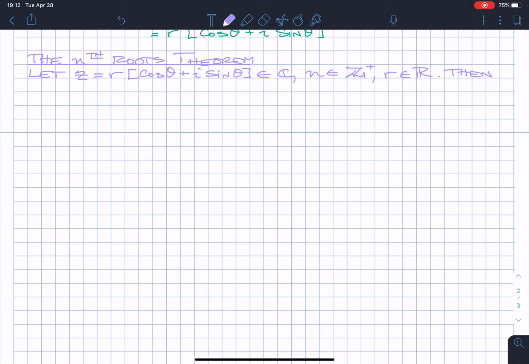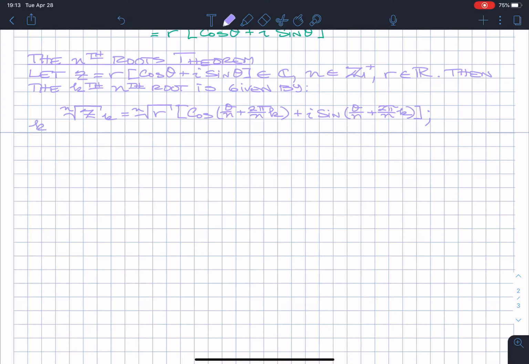how do I want to say this? The kth nth root is given by, so the nth root of z sub k will be the nth root of r, so what do I mean by that, k, times cosine of the quantity theta over n plus 2 pi over n times k, plus I sine of the same argument, theta over n plus 2 pi over n times k, where k is 1, 2, 3, all the way up to n minus 1.